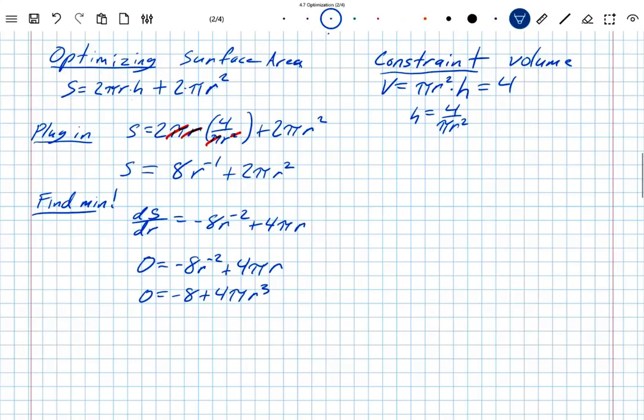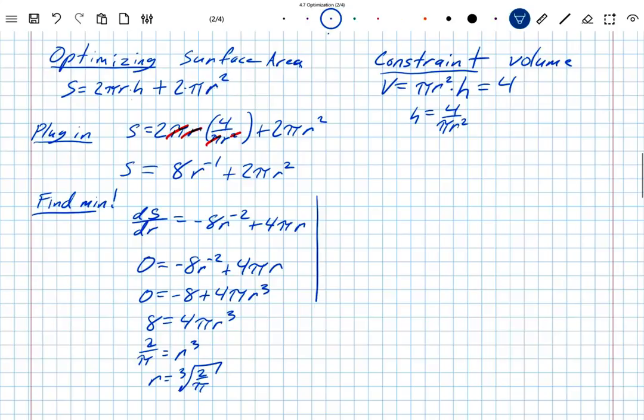Now what do I do? Well, it looks like 8 is equal to 4 pi r cubed, isolating that r. In other words, 2 over pi is equal to r cubed. R is equal to the cube root of 2. Sorry, r is equal to the cube root of 2 over pi. That's a nice number.